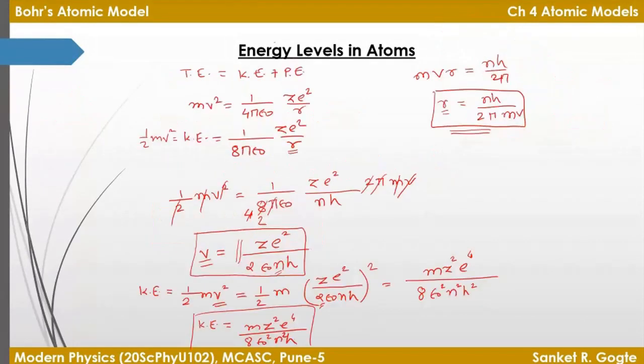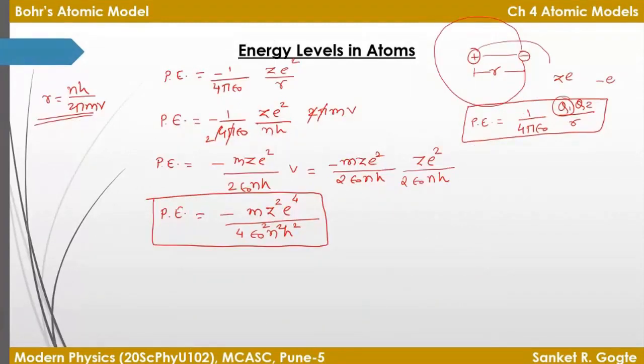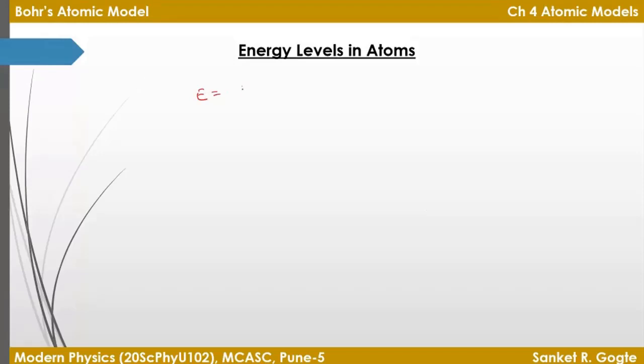We have obtained kinetic energy here already, which now you can see has the same relationship. The difference is that it is not negative, it is positive. Kinetic energy has to be positive, and instead of 1 by 4, kinetic energy has 1 by 8. E is equal to kinetic energy plus potential energy. E is equal to kinetic energy is what? m z square e to the power 4 divided by 4 epsilon 0 square n square h square. Am I correct? Is it the same relation? No, it is 1 by 8, isn't it?